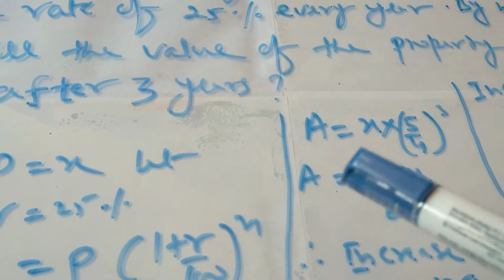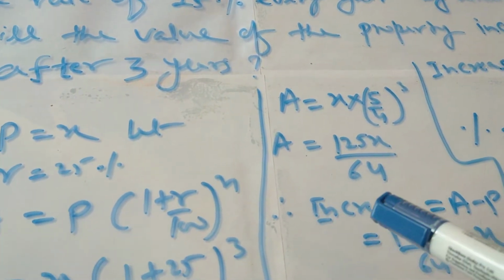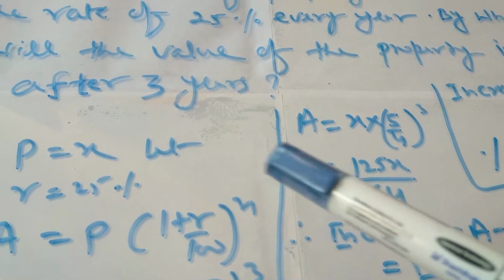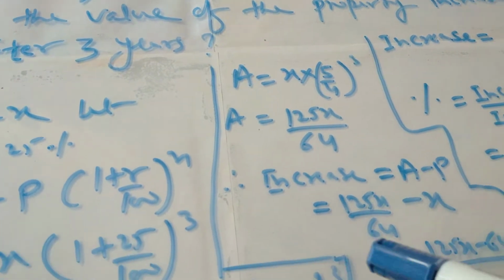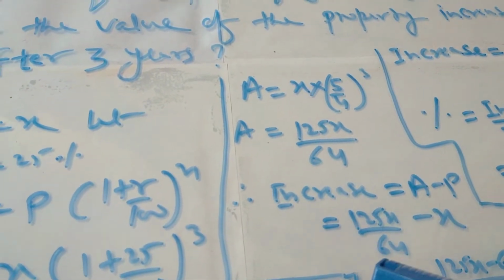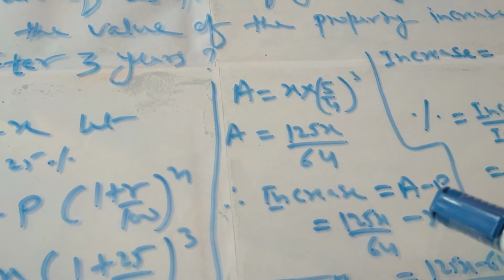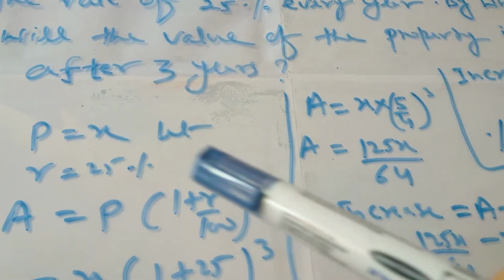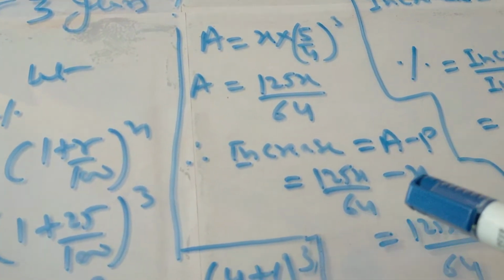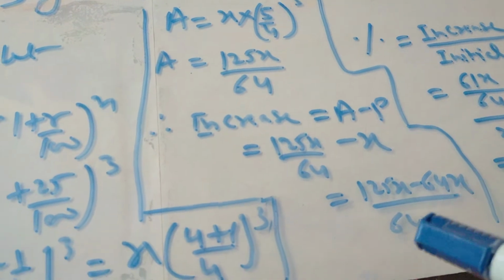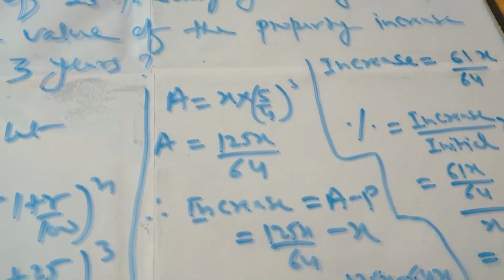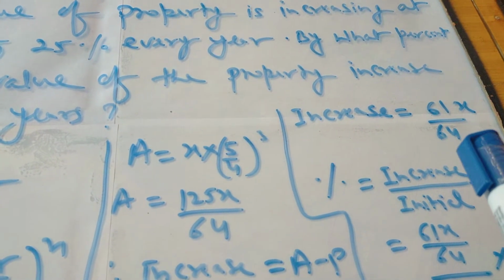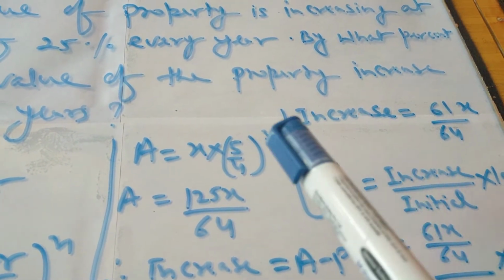Now for percentage we need the increase. So how much increase is there? Increase means final value minus initial value. So increase, final minus initial, is 125x upon 64, this answer, minus the initial value x. So 125x upon 64 minus x, I have taken LCM. So it has become 125x minus 64x upon 64. So it has come 61x upon 64 is the value of increment.